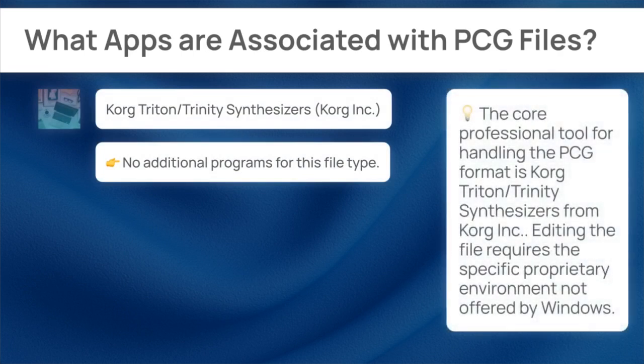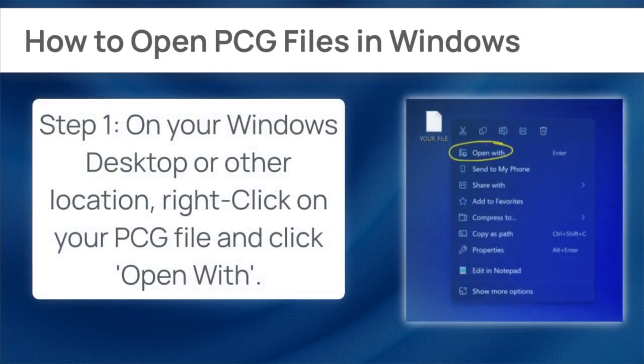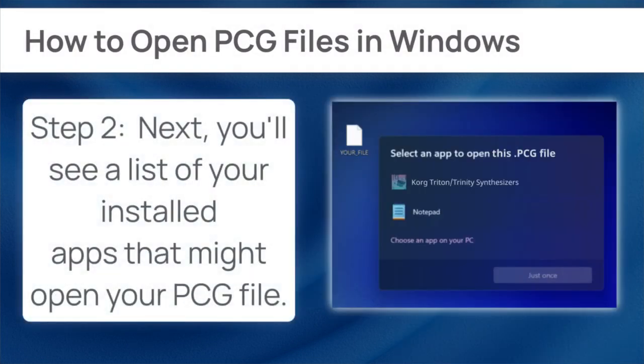Native Windows association often leads to errors due to the file's complexity and proprietary format. Windows supports basic playback for many formats, though deeper editing depends on compatible audio tools. Your most vital first action is the file association test. Right-click the PCG file and choose Open With.